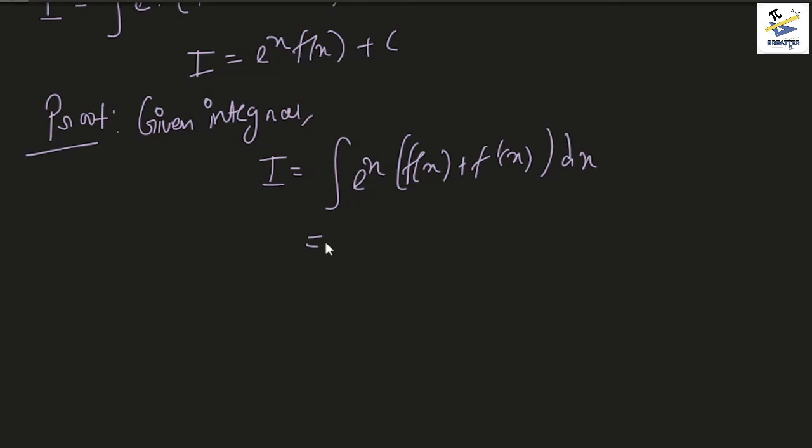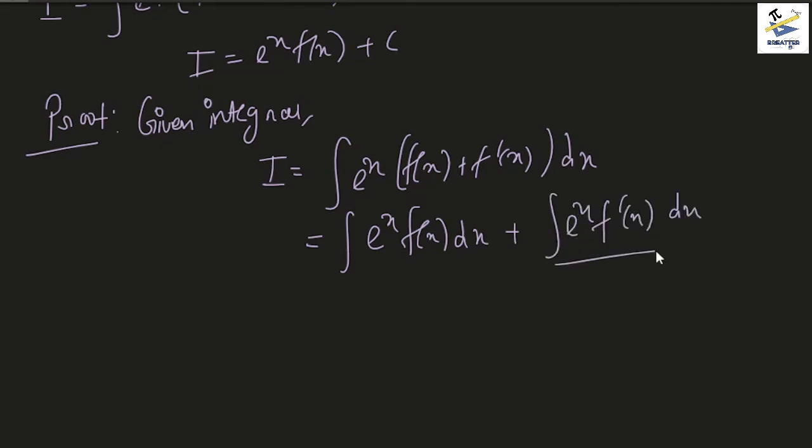Now let us separate it into two different parts, that is the integral of e to the power x into f of x dx, plus the integral of e to the power x into f prime of x, or derivative of f of x, dx. So let us try to break down this second integral. Name this integral as b. So b equals the integral of e to the power x into f prime x dx.